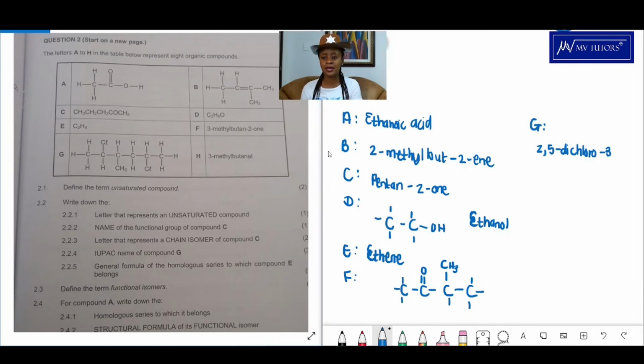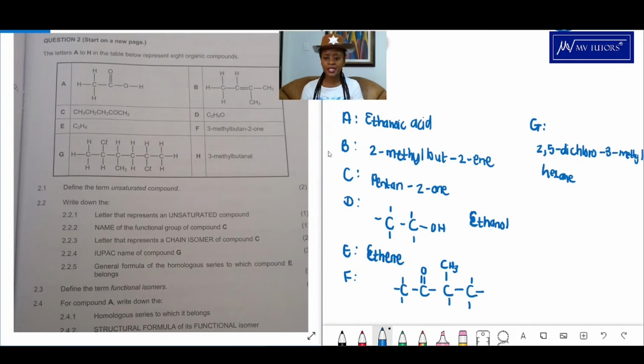There's also a line there. Oh, there's no space. 3 methyl hexane. Yes, 3 methyl hexane. It is a saturated compound. So I'm gonna go with 3 methyl hexane.